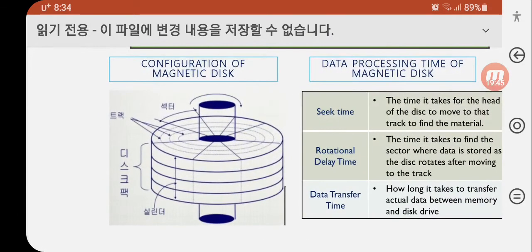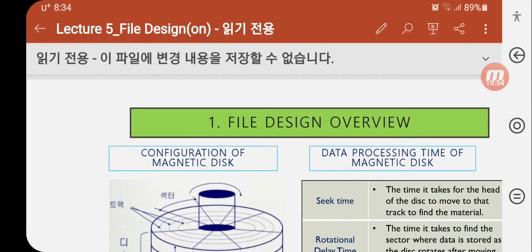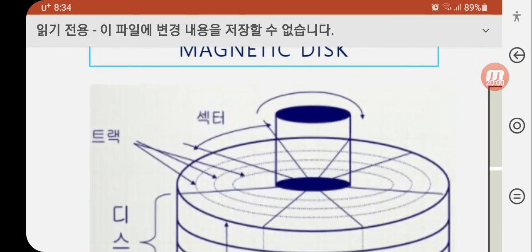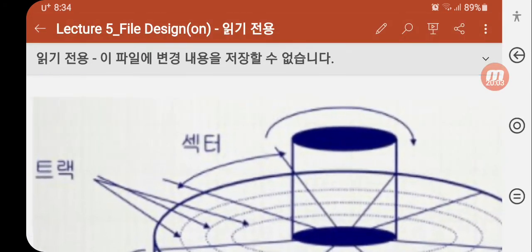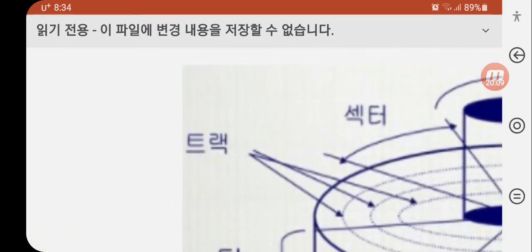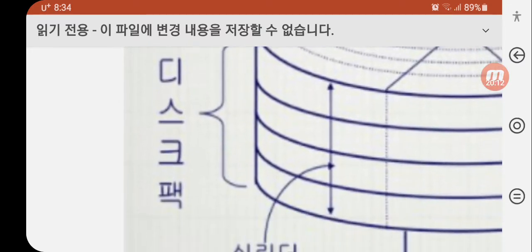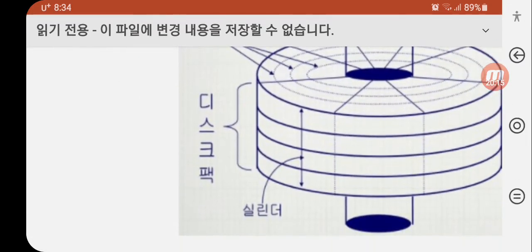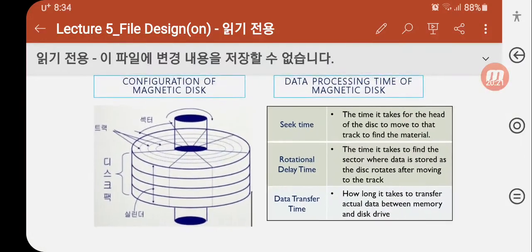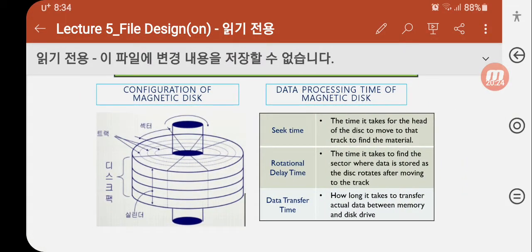This picture shows the configuration of magnetic disks: track, sector, track, disk pack, 4 disks, cylinder, magnetic disks.